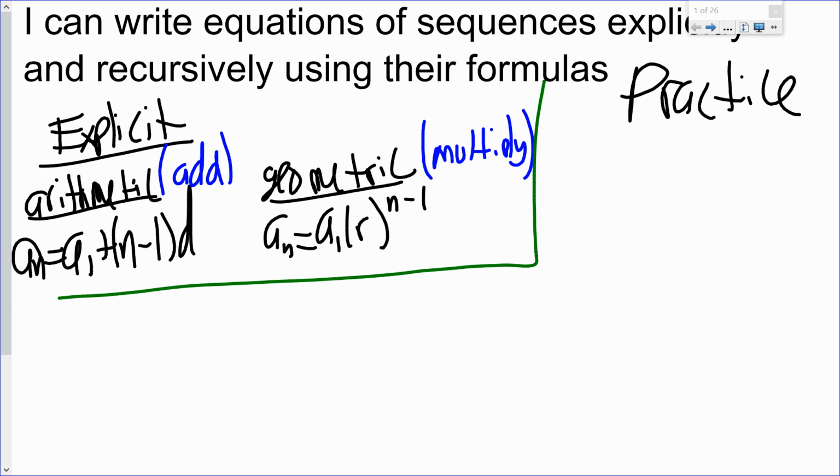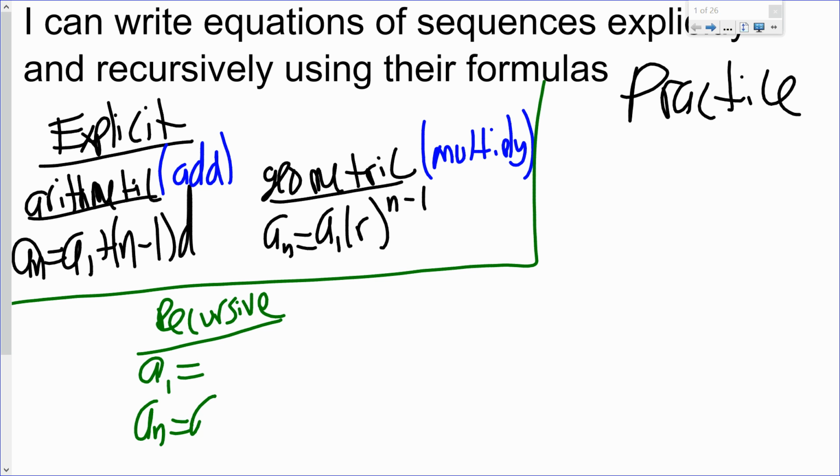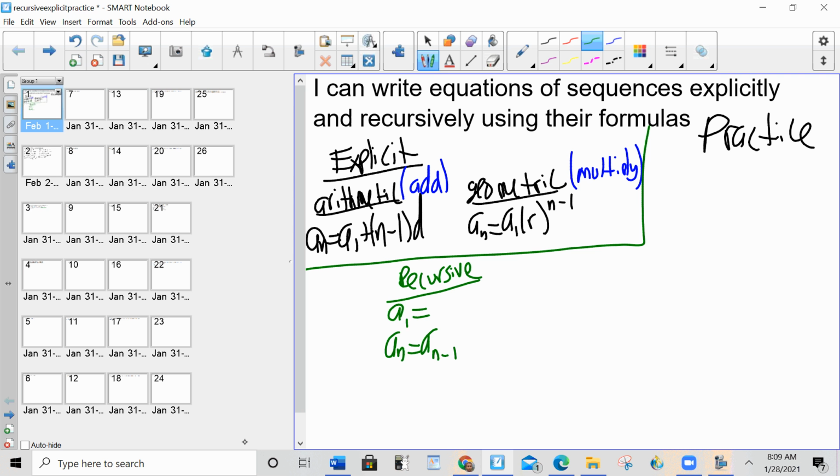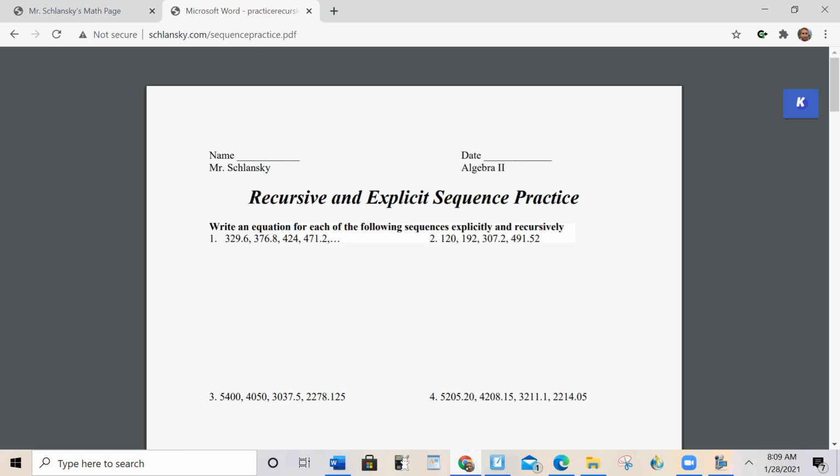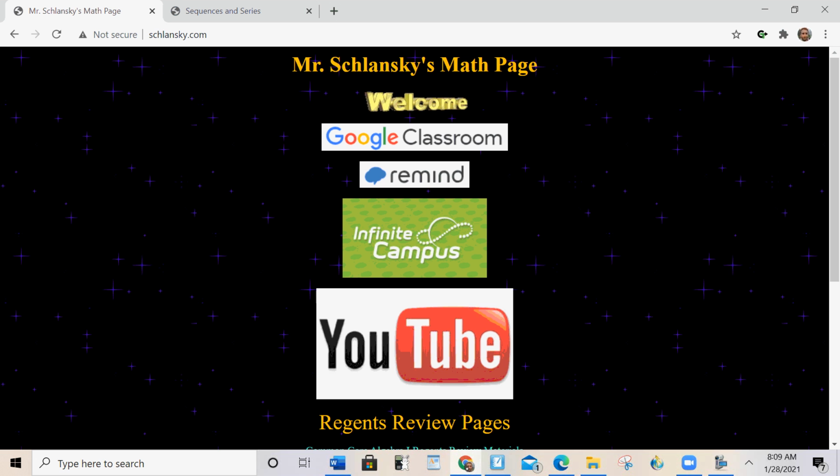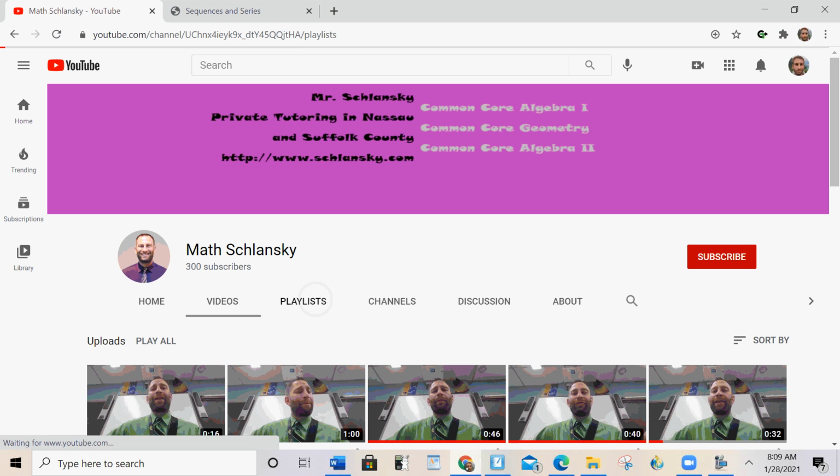Now, recursive: a1 equals something, and an equals an minus 1 plus or times something. Recursive is not given to you. It's not on the reference sheet. So we have a song to help us remember it.